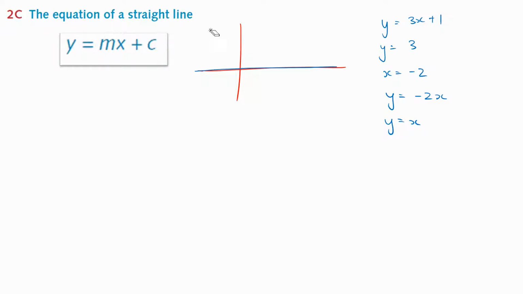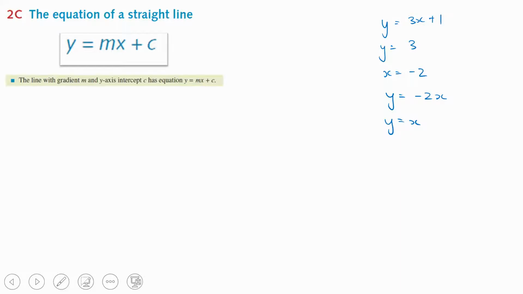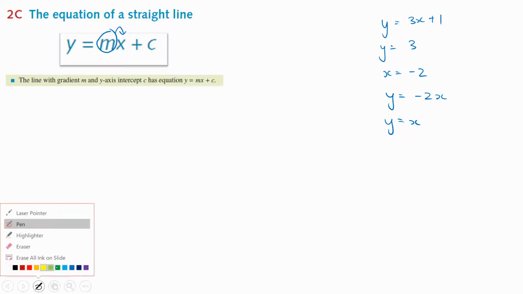Okay, so let's have a recap of what mx plus c stands for. So the gradient, which we talked about in exercise 2B, is the steepness of a straight line. That is determined by the value multiplied to x. So if you have a look at the examples I just had over here, see this is my x value.